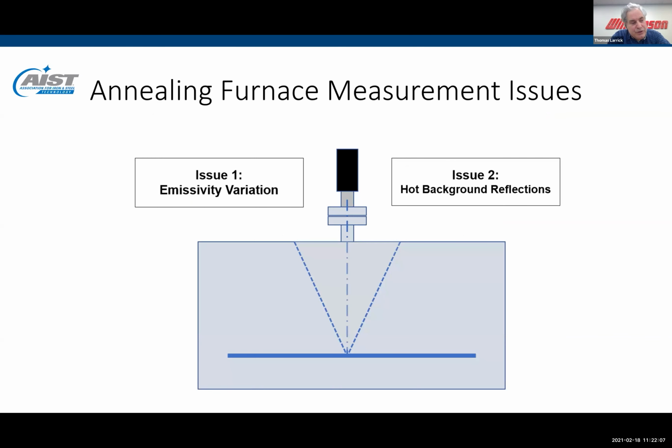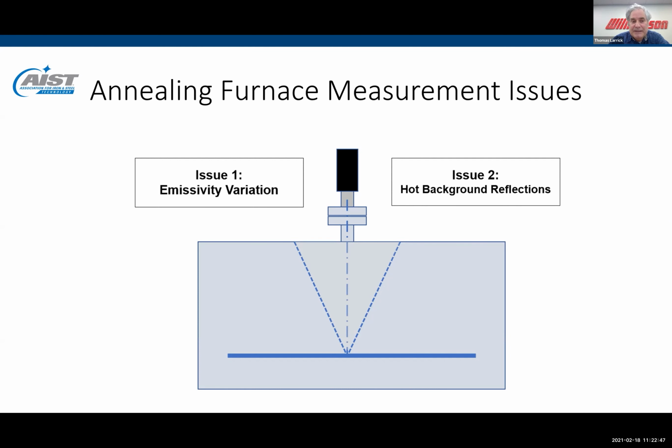Now, when we go to measure inside the furnace, what we find is that we have two problems. The emissivity of the strip is variable, and the emissivity of cold rolled steel is nominally 0.35, which means it's about 35% emissive, but it's also about 65% reflective. So when the pyrometer views into the furnace, it's seeing about 35% strip and about 65% background. And if the background is hot, then that background temperature can interfere with the reading.